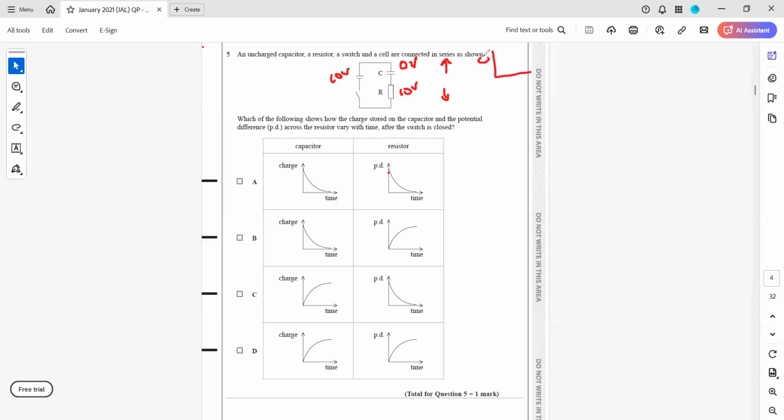So if we sketch a graph for the charge in time, and a potential difference in time. So the potential difference across the resistor, what will happen to that? The potential difference across the resistor will decrease. Why? Because initially the capacitor is uncharged, so less voltage, and the resistor has more voltage. But the voltage across the capacitor starts to increase as it gets charged. So the total voltage is 10. If this is 1 volt, this will be 9. If this is 2 volt, this will be 8. If this is 3 volt, this will be 7. So the voltage across the resistor will decrease. So C will be the right answer.